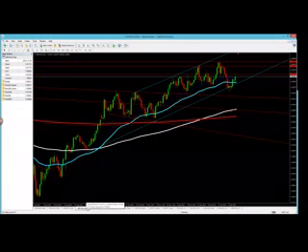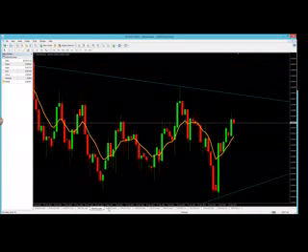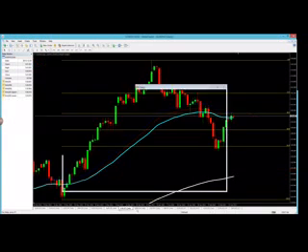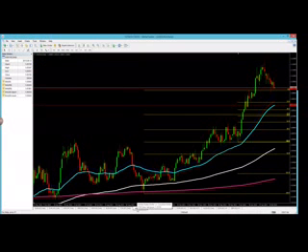Once again, pound dollar looks like it wants a buy. Buy, buy, buy. Dollar CAD buy. Okay? And that pretty much wraps it up for us.